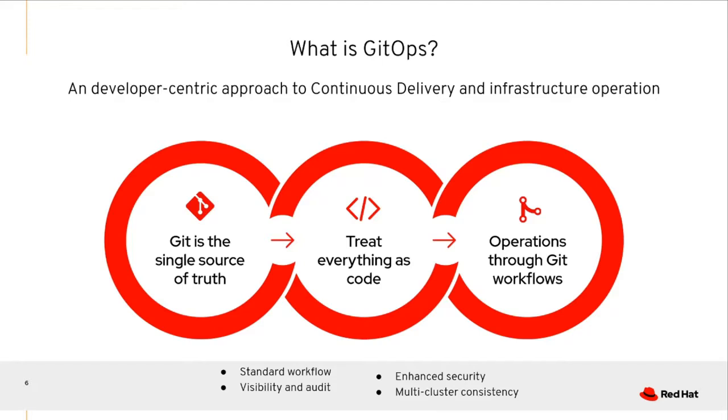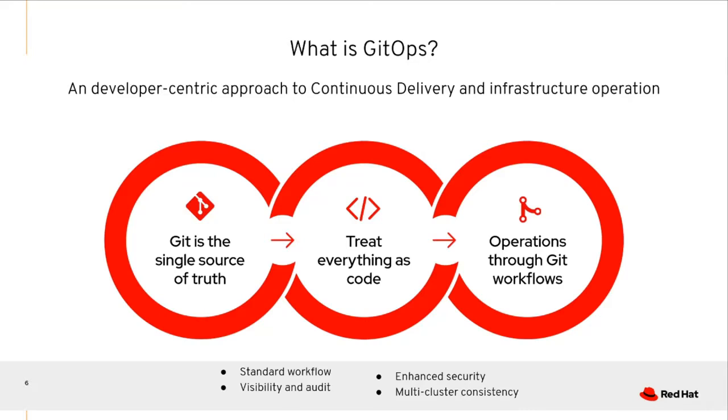Your operations are going to be done through Git workflows. So provisioning and deployment are performed through familiar Git pull request workflows. The pull request or merge request workflow is a similar practice for application deployment and developers.